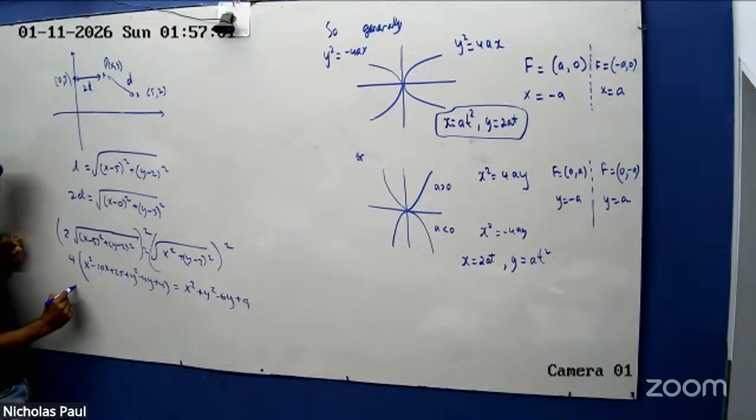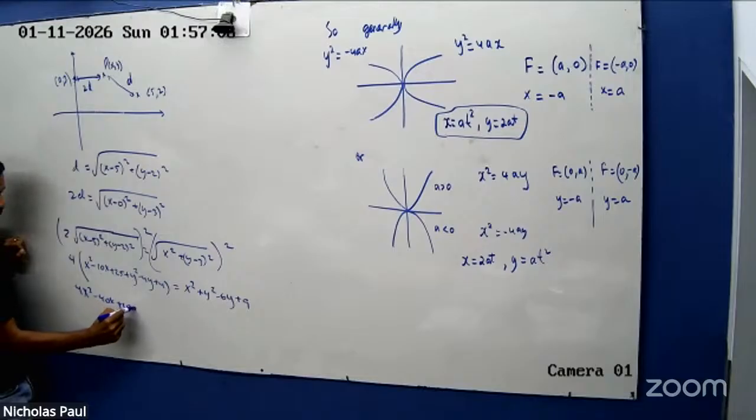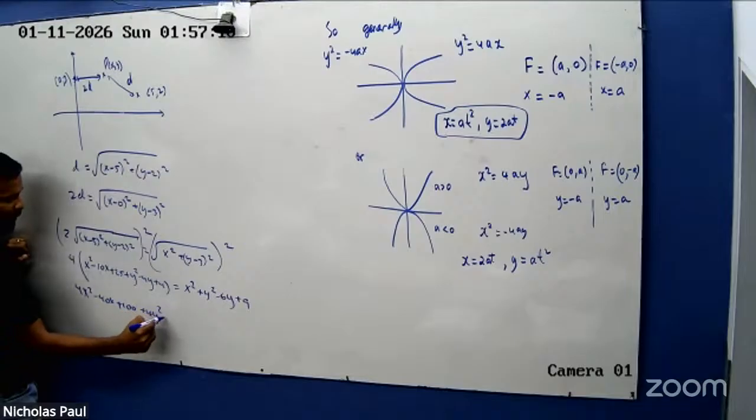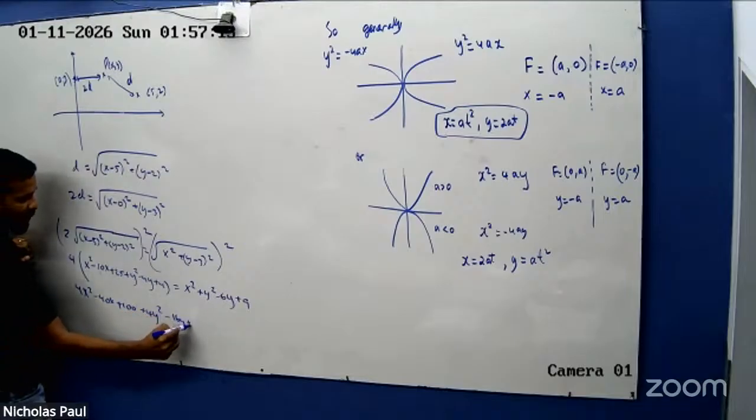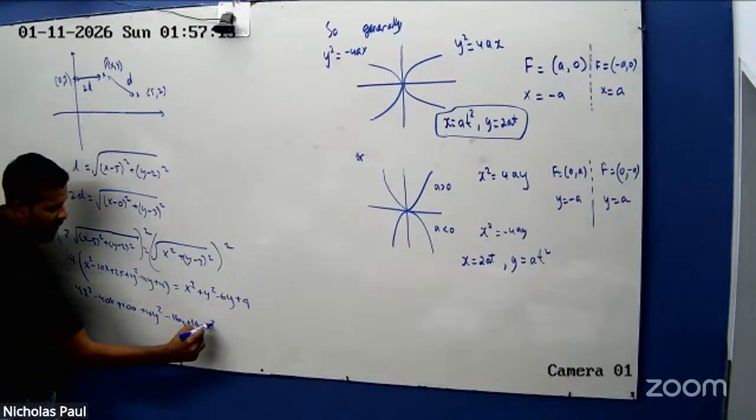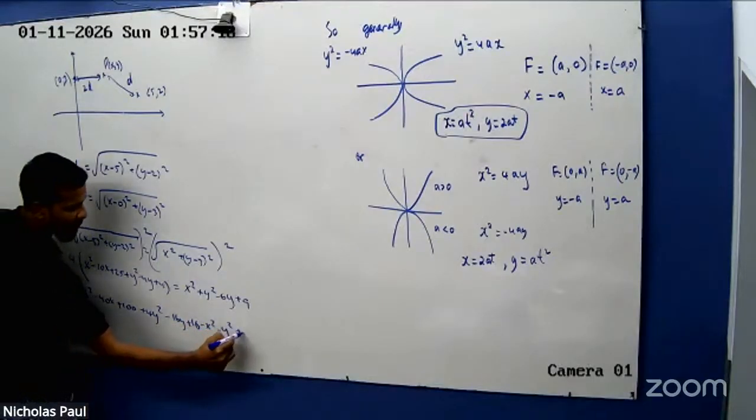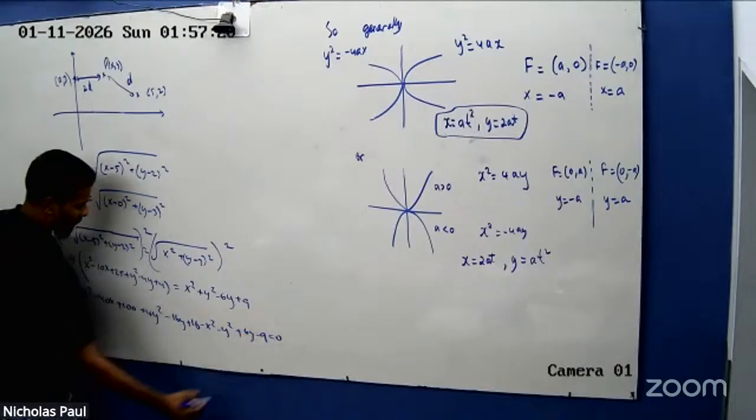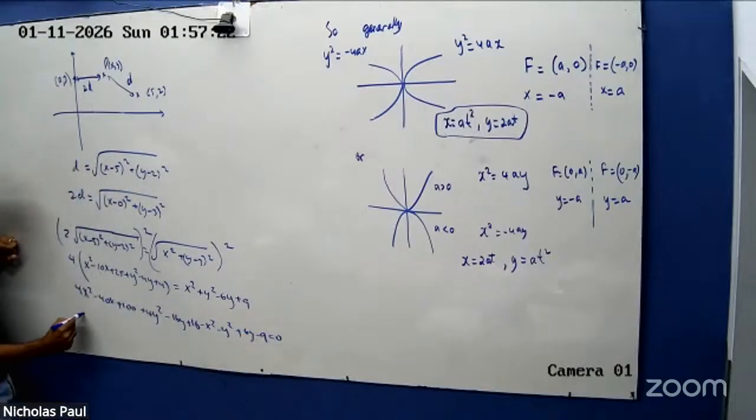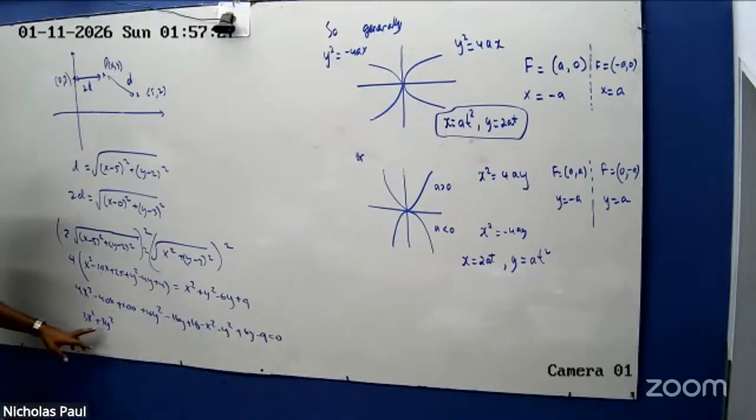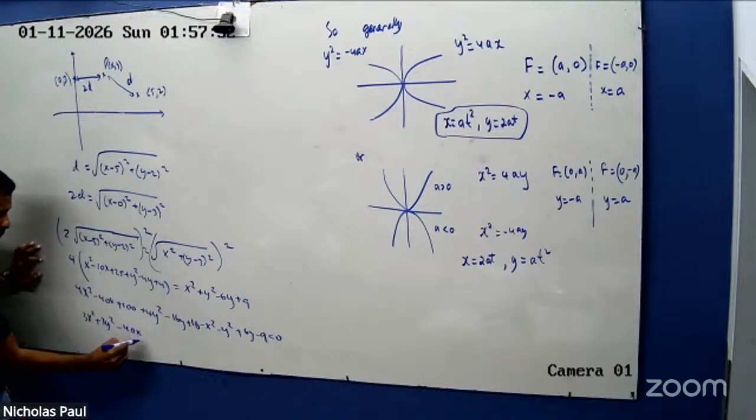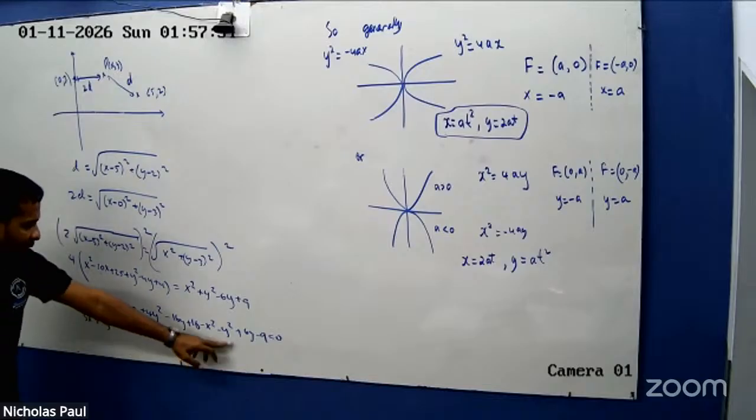Expand it out. You'll get 4x squared minus 40x plus 100 plus 4y squared minus 16y plus 16. Bring across everything one time. And we'll end up with what? We'll end up with 3x squared minus 40x minus 10.